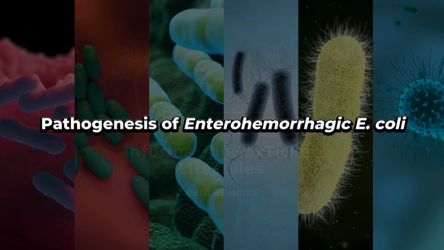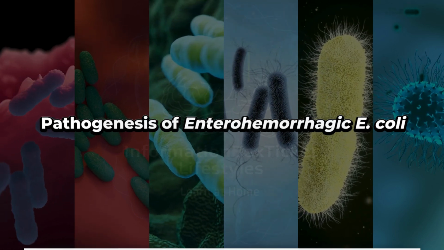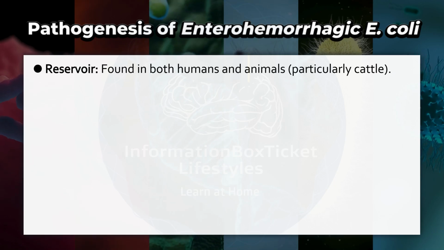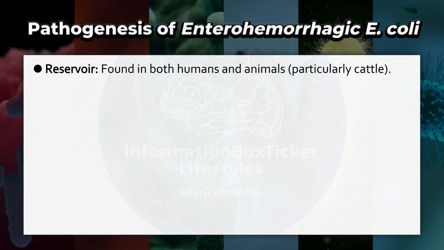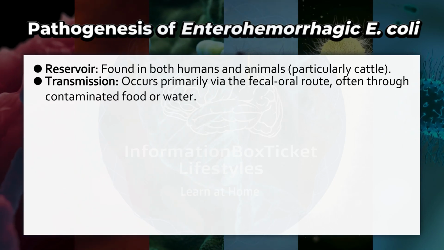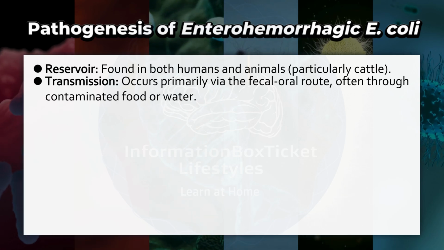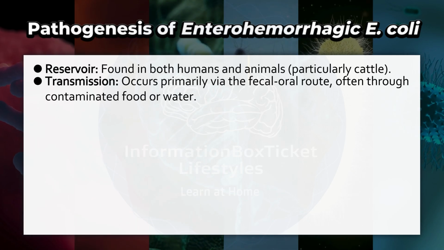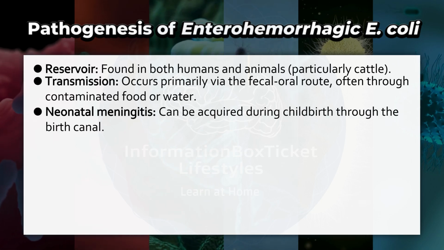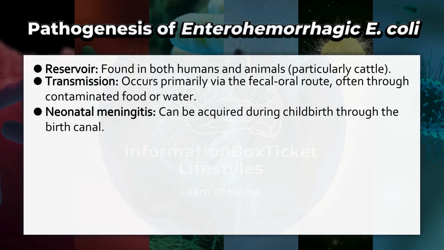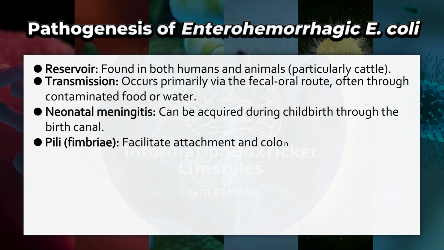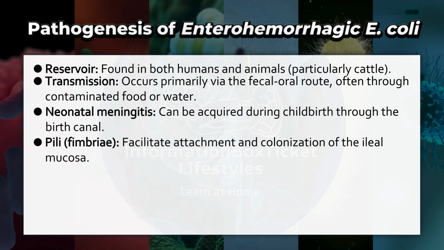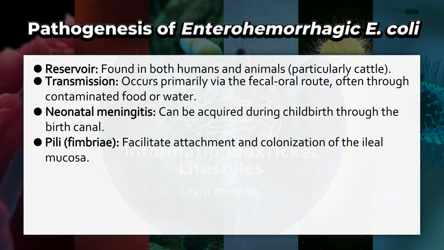Pathogenesis of Enterohemorrhagic E. coli. Reservoir: found in both humans and animals, particularly cattle. Transmission: occurs primarily via the fecal-oral route, often through contaminated food or water. Neonatal meningitis can be acquired during childbirth through the birth canal. Pili, fimbriae, facilitate attachment and colonization of the ileal mucosa.